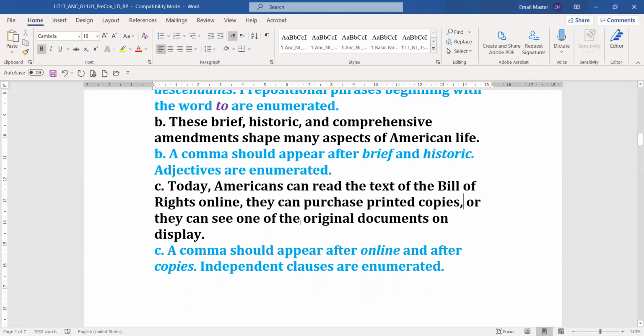So when you see a comma, you pause, you breathe a little bit, like a half breath, and then you continue reading.